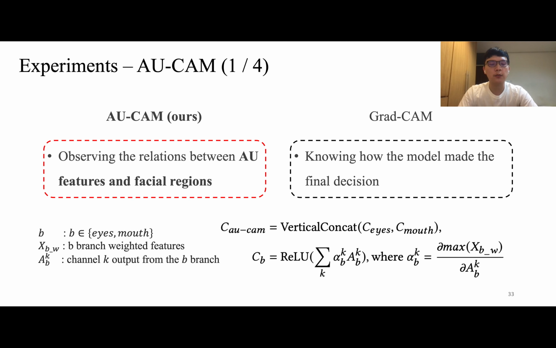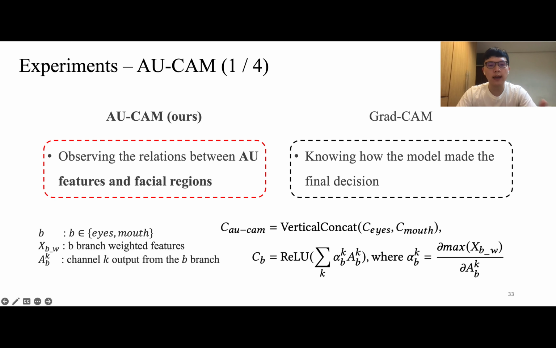The final part of our experiment is AUCAM. Why we want to design AUCAM is to observe the relations between AU features and facial regions. What we don't want to observe is how the model made the decision, because we want to prove that our model can really extract the right AU features from the right facial region. So this is why we use AUCAM. Here's a comparison of these two methods. And here is our equation to obtain the AUCAM.